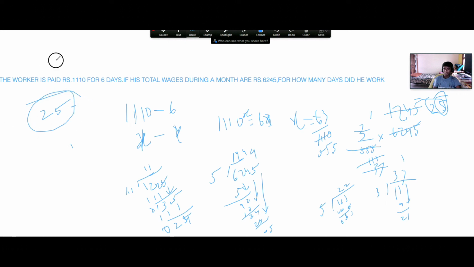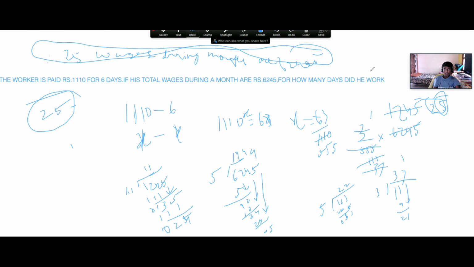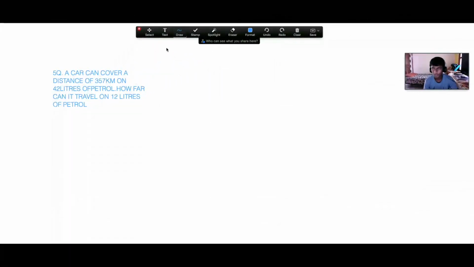So conclusion is that 25 wages during month are 6245, and he also worked 25 days. So here the thing is that wages means days, friends. So that is the trick here. So this is like some tricky question. So now like this we have completed the fourth question. Now let's solve the fifth question. Let's complete the last question.